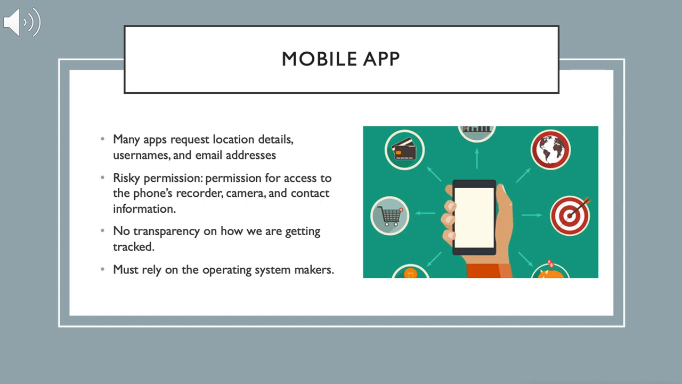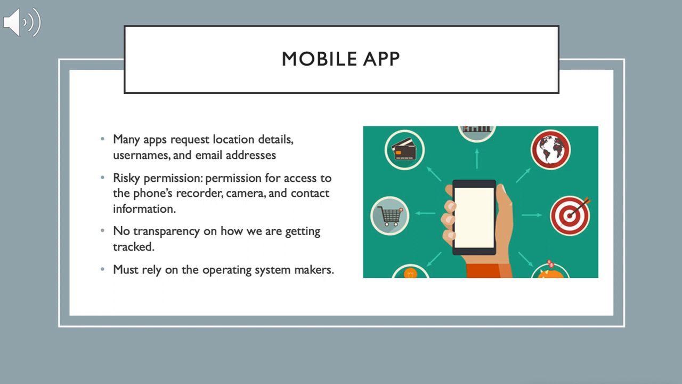We all have mobile apps on our phones, but these apps also harvest personal information. Many of them request location details, usernames, and email addresses. After providing this information, you are also asked for risky permissions, which are the phone's recorder, camera, and contact information.